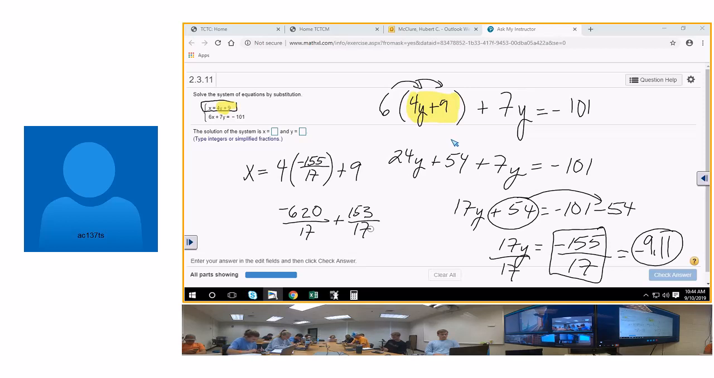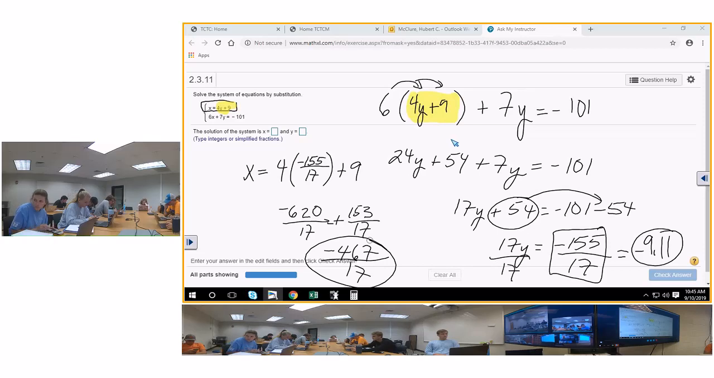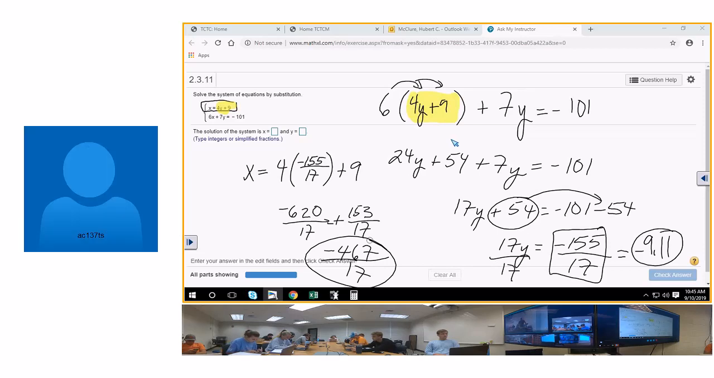And check 4 times 155. Yeah, that's correct. Okay, so negative 620 plus 153, 467, just tell me what it is. Yeah, it's negative 467. Negative 467 over 17. And that's your X and your Y. And I really don't care if you type in fractions or decimals, although fractions tell me that you're using your head instead of using the idiot box, which any monkey can use.